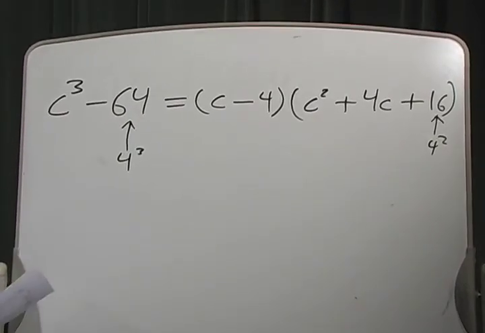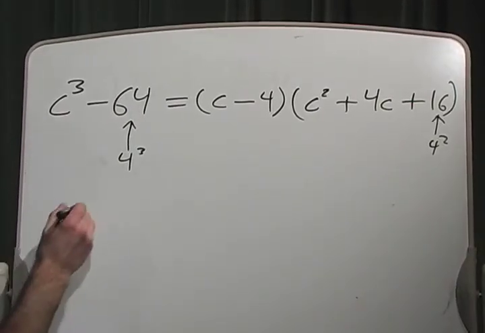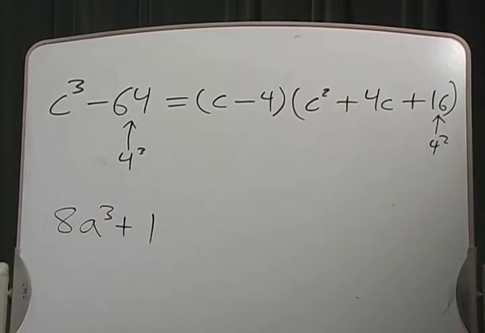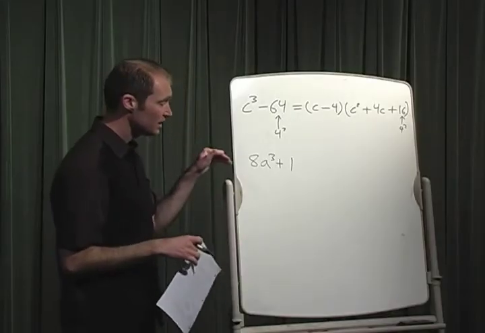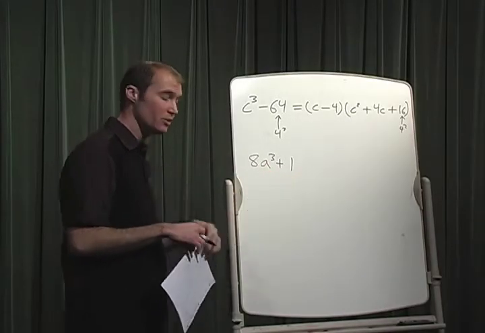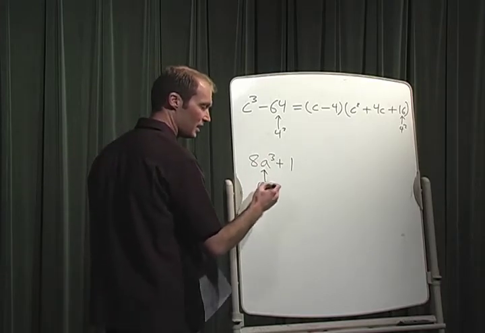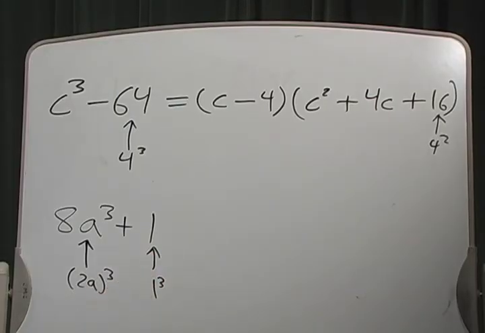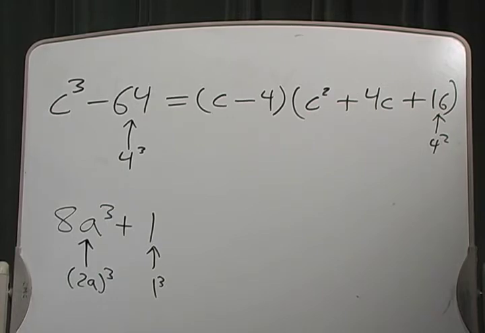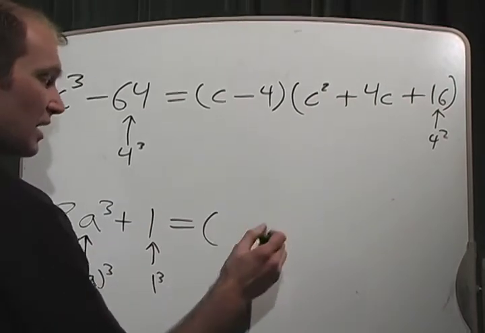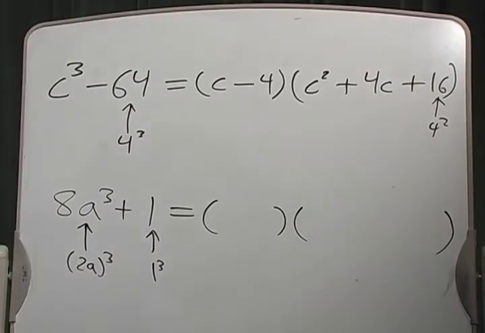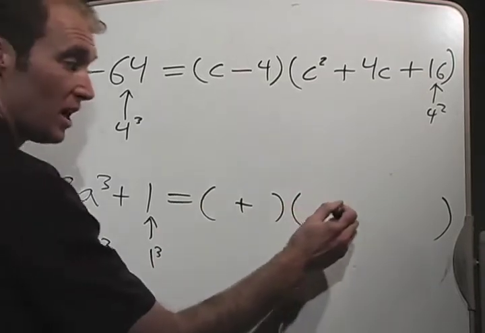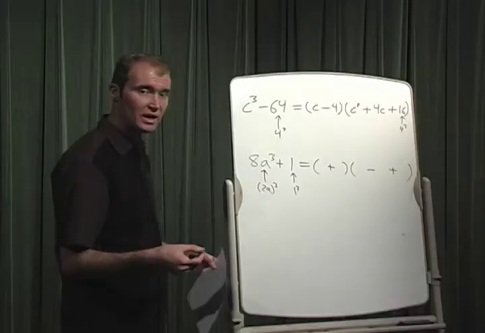Well, how about this one? What if I happen to have 8a cubed plus 1? Well, this actually is a sum of two cubes, because the first one is actually 2a cubed. And also 1 is just 1 cubed. So this one's a little tricky to do, but it's going to follow the same pattern. It's going to be a binomial times a trinomial. And I know that the signs here and here have to be the same. These signs are going to be opposite, and this is going to be always positive.